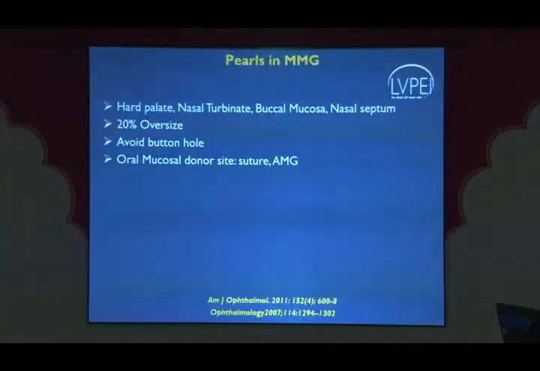Now, the important points you have to remember here is that when you are measuring the graft size, you should take 20% oversizing to prevent graft contracture. Avoid buttonholing because this may compromise the graft uptake. And the oral mucosa can either be sutured, or an AMG can be placed to give better comfort to the patient.